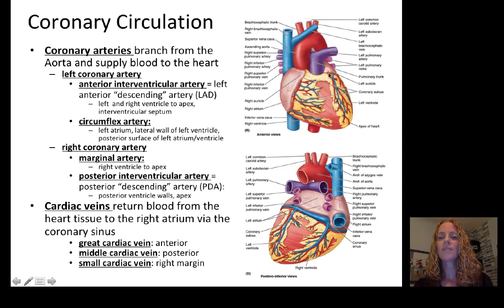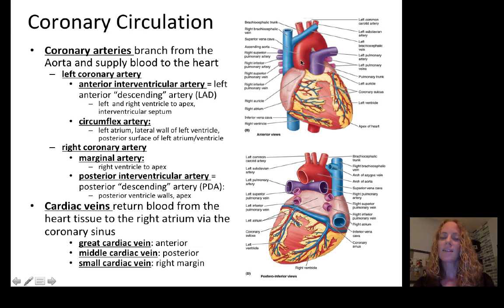Another branch of the left coronary artery is the circumflex artery, which turns leftward around the left side of the ventricle. It supplies the left atrium, the lateral wall of the left ventricle, and the posterior surface of the left atrium and ventricle. So it curves around posterior, and you can see that here from the posterior view.